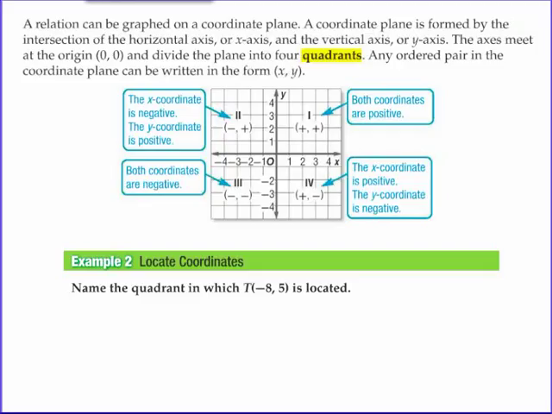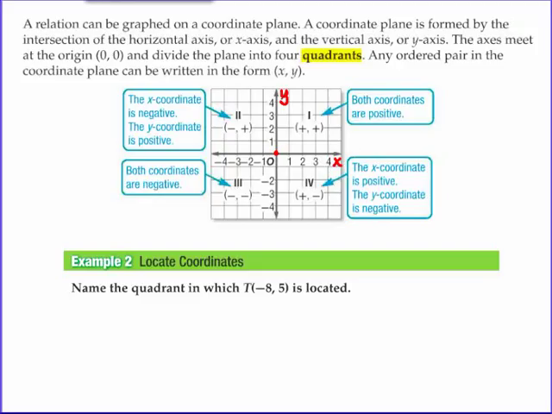All right, so here you go. A relation can be graphed on a coordinate plane. A coordinate plane is formed by the intersection of the horizontal axis, or the x-axis, which is the one that you already know, it's right here, and the vertical axis, or the y-axis, which is right here. The axes meet at the origin. Remember, we know the origin. The origin is the point 0, 0, which is right there in the middle.